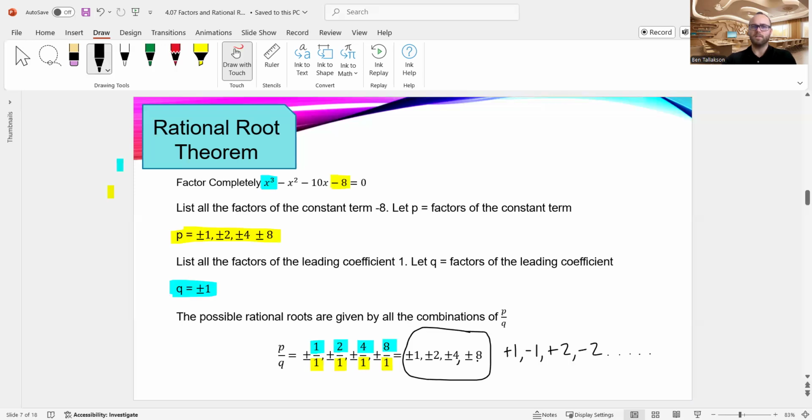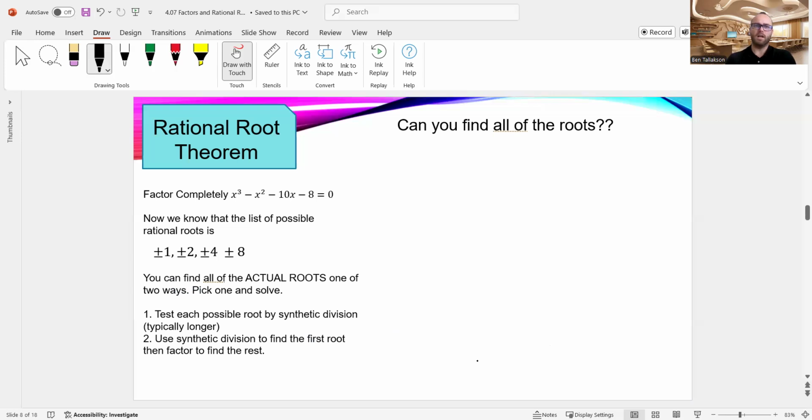So if you were asked to take this polynomial now and actually find those roots, how would you do that? Well, we have 2 options. One way, test each possible root using synthetic division. Well, here we just said there are 8 possible roots. Do you want to use synthetic division 8 times? Personally, I don't. And sometimes there are more possible rational roots, depending on the polynomial. You might have 10 or 12 or however many, right? So I would advise against it.